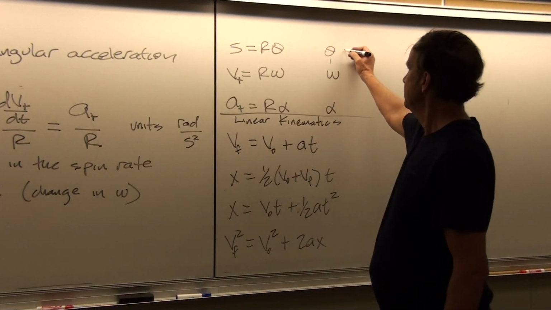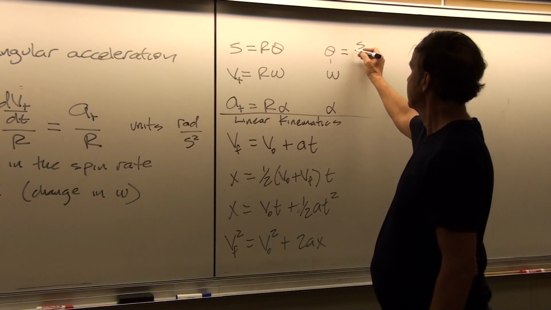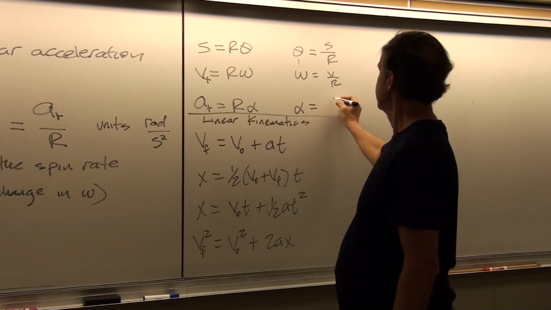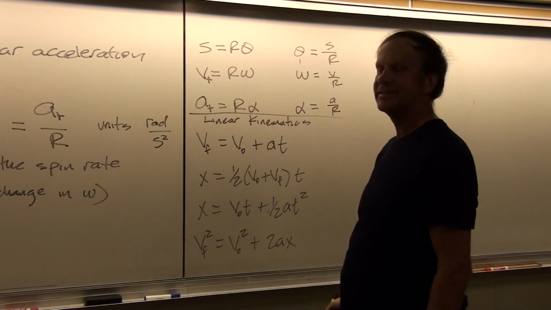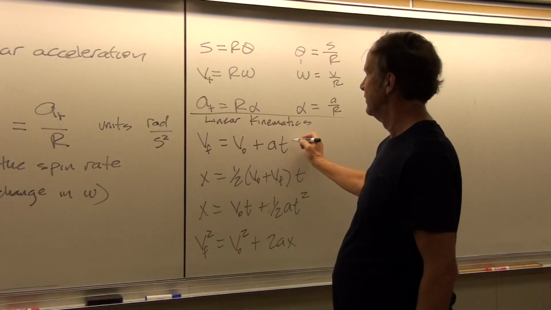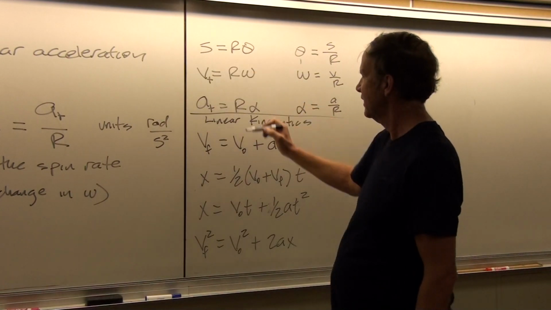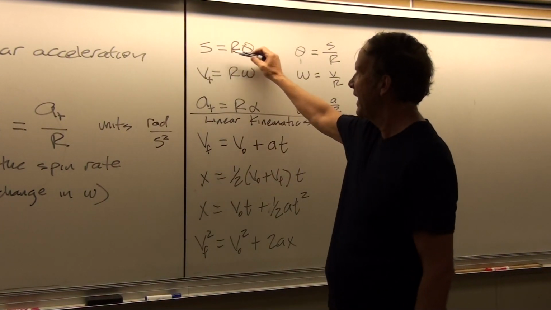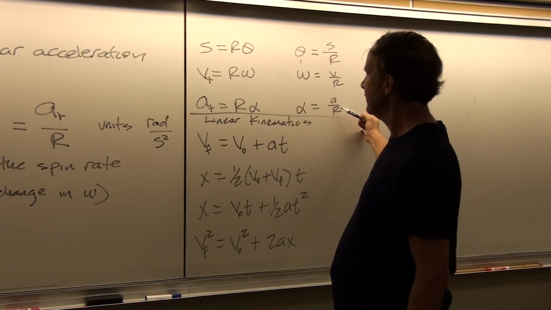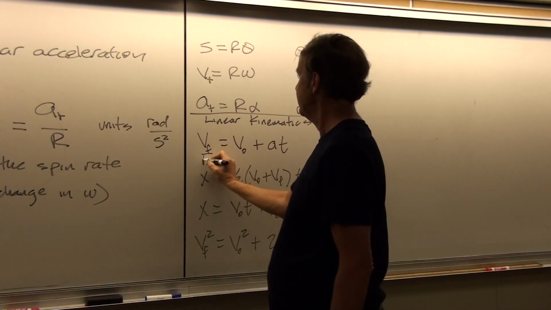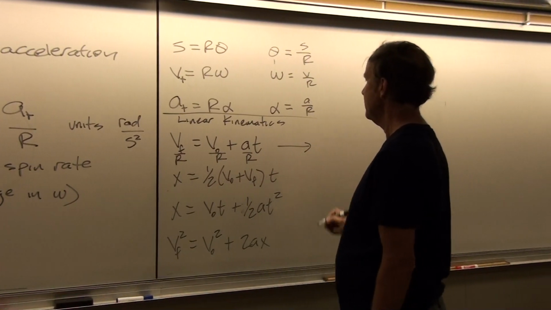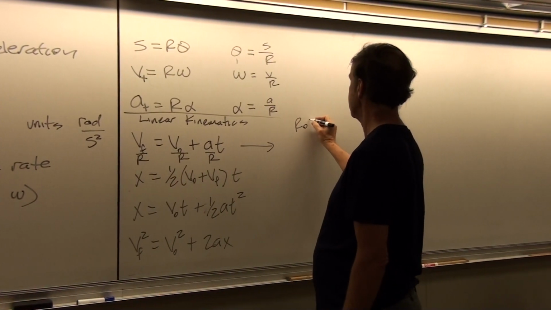Now what I'm going to do, because theta is equal to s over r, omega is equal to v over r, and alpha is equal to a over r, is very simply imagine that we're looking at rotational motion so that these velocities become tangential velocities, the positions become angular displacements, and the acceleration becomes angular acceleration. So if I just divide through by r at the appropriate place, what we end up with is our rotational kinematics equivalent.